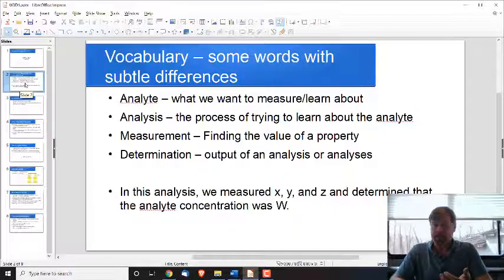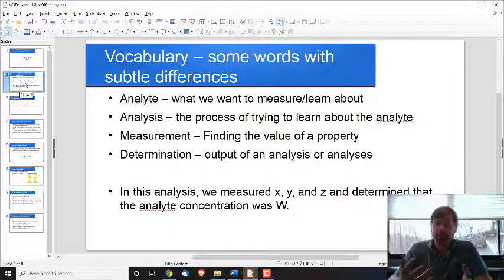Measurement is finding the value of a property. So, for example, measuring the volume and measuring the mass. You're finding out values of those properties. Measuring the absorbance of light at a certain wavelength, you're finding the value of a property. You're measuring something. Determination is the output of an analysis or analyses. Analyses is the plural of analysis. It looks like a misspelling.